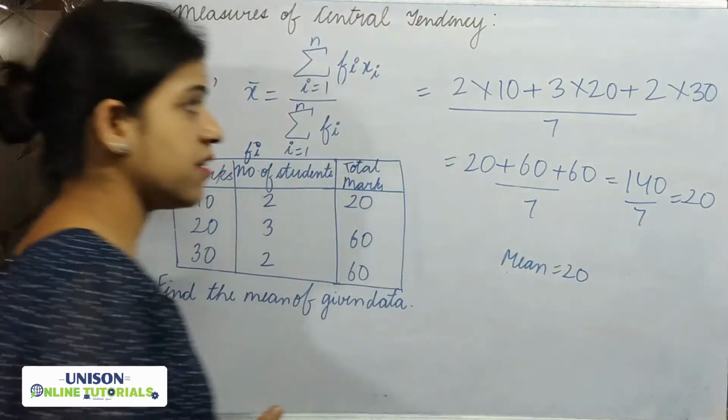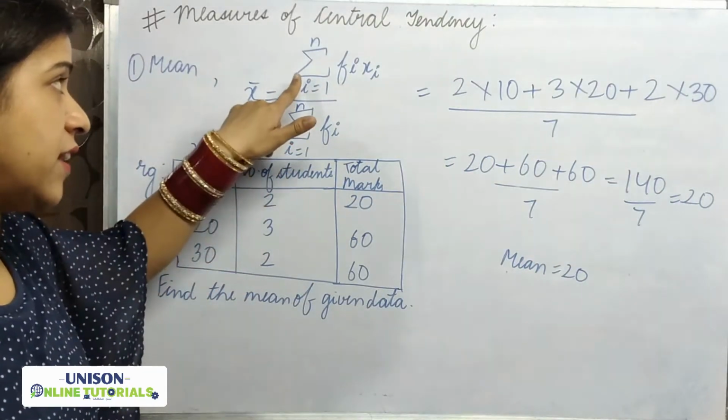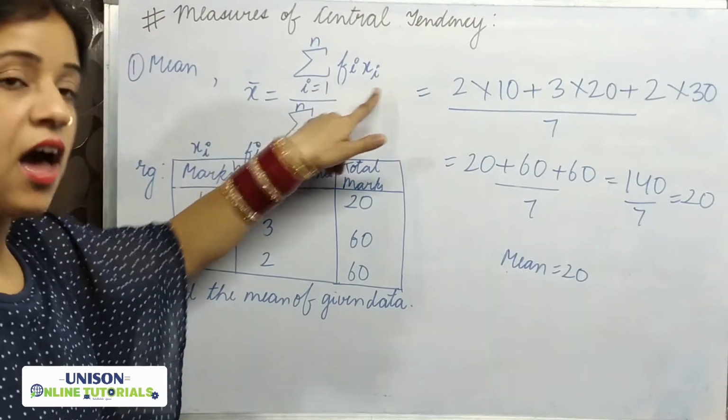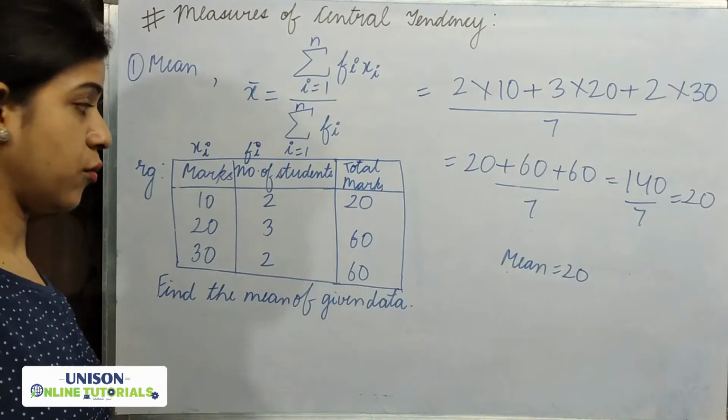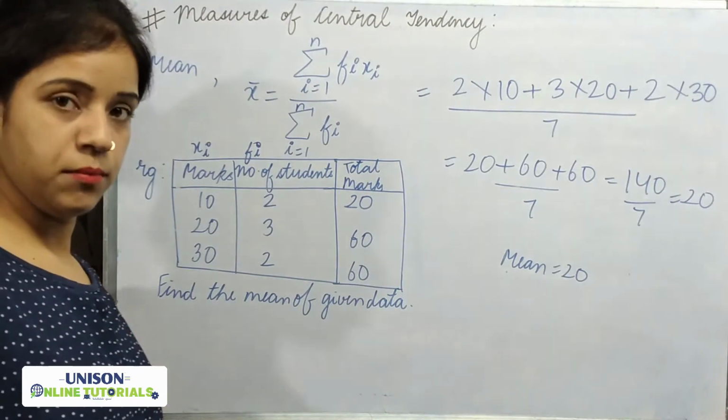This is a different case. In this, first we have to find the summation of fi xi and divide it by the summation of fi. So 2 ways are there for finding the mean.